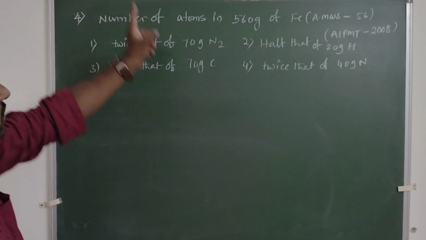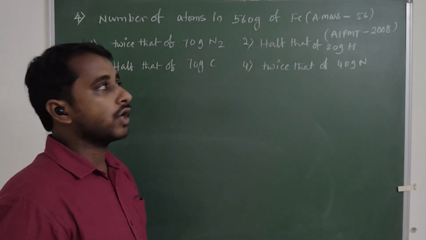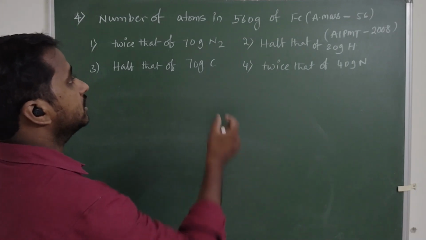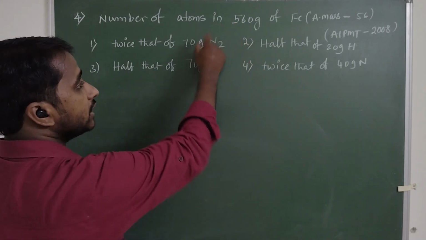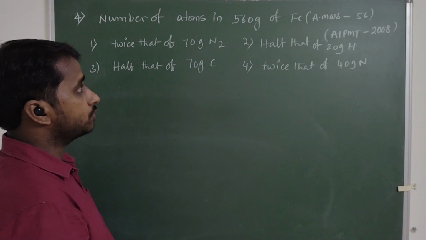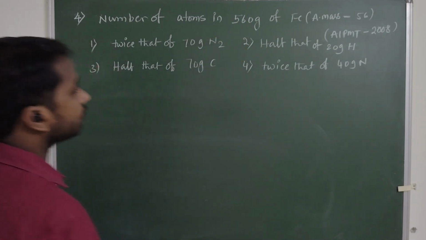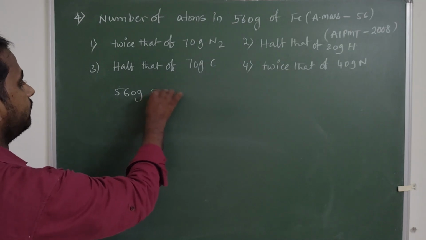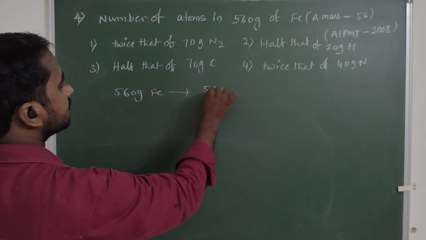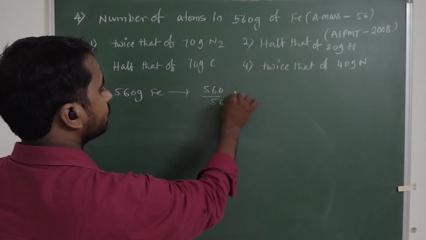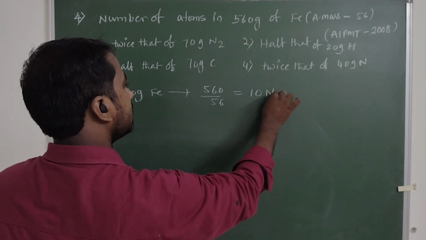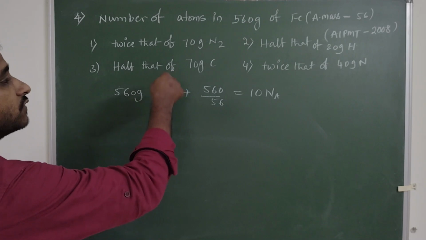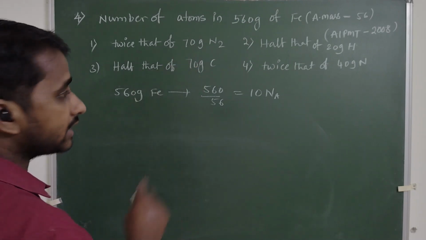Here the question is number of atoms in 560 grams of iron, and what we need to do is just check which is equal to which of the given options. First of all calculate number of atoms in 560 grams of Fe. It is 560 by atomic mass 56. So 10 Na number of atoms, 10 moles. So check which of the options gives 10 moles.